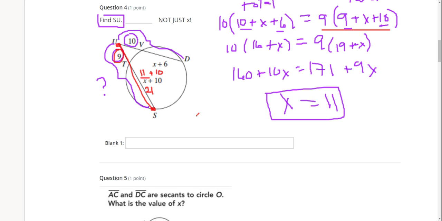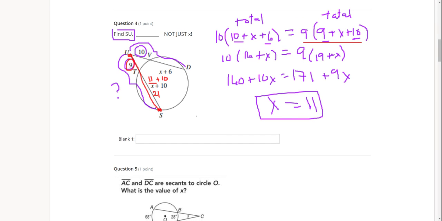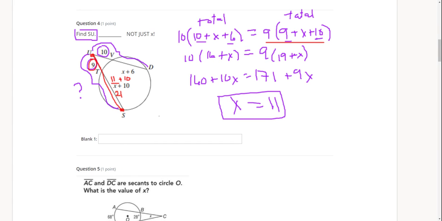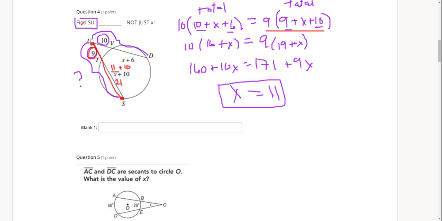Miriam, was there one more? I didn't know there's two. Okay, just one time. Make sure you answer number 4, the question that's being asked. I'm asking for SU, not just X. So 11 is part way to the answer, but it is not the answer.